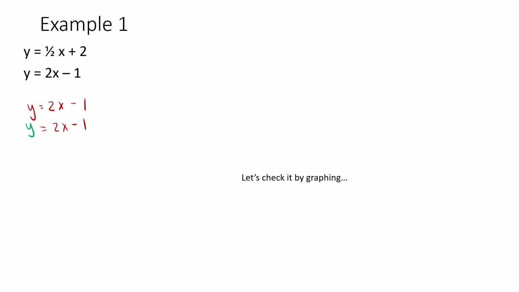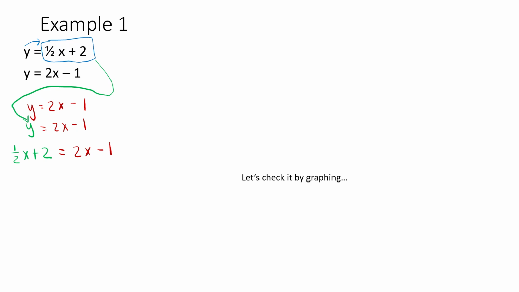Now, looking at my other equation here, I know that y is equal to 1/2 x plus 2. So what I'm going to do is take that 1/2 x plus 2 and substitute it in for the y. So we're going to have 1/2 x plus 2, and that is equal to 2x minus 1.